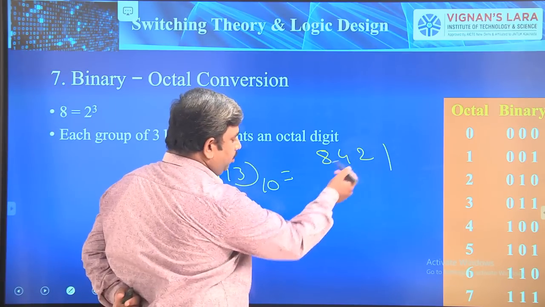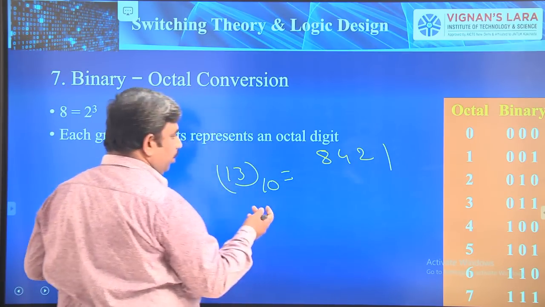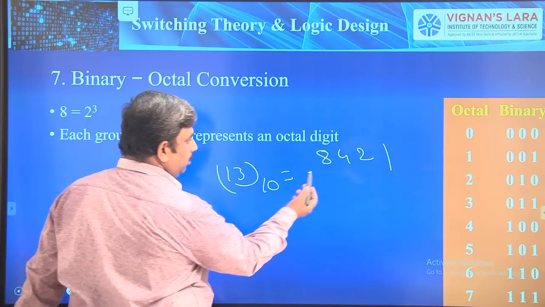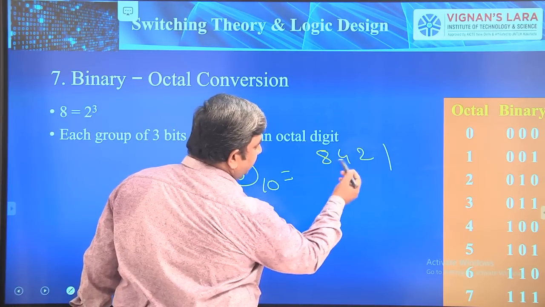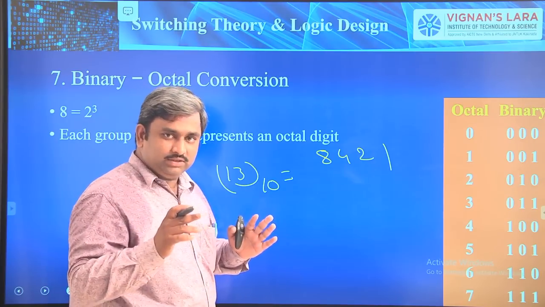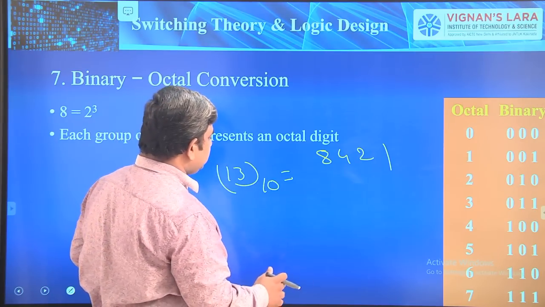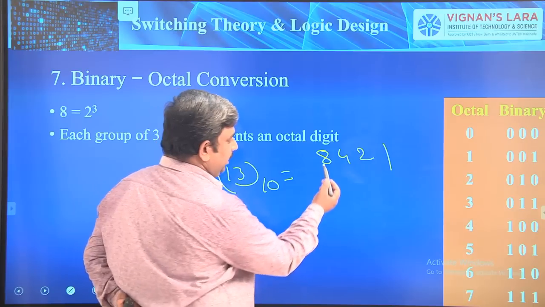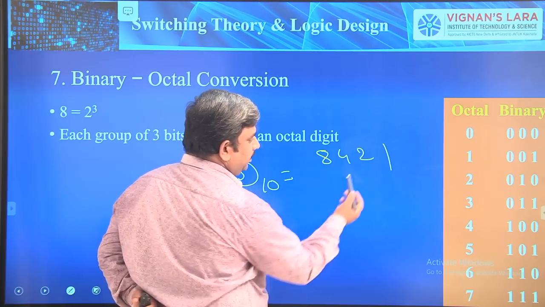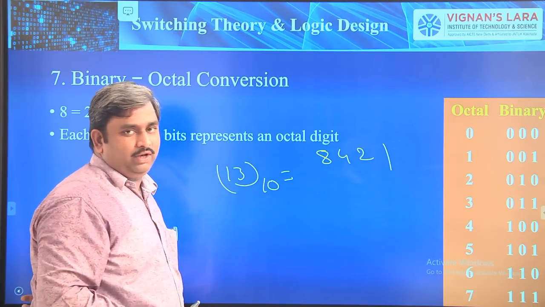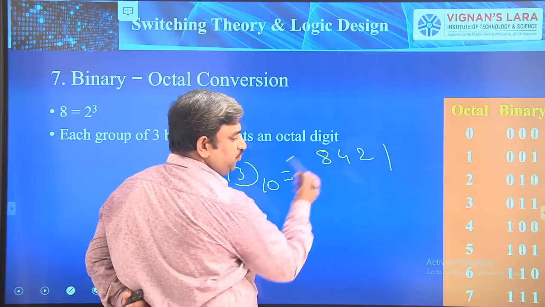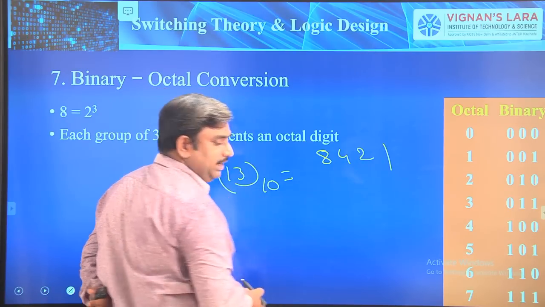For example, you have 13 as the equivalent value you want to know in the binary number system. By adding these numbers, you have to get 13. So which digits do you have to add for getting 13? 8 plus 2, 10. 10 plus 1, you will get only 11. So it's not possible. 8 plus 4, 12. 12 plus 1, 13. Okay.